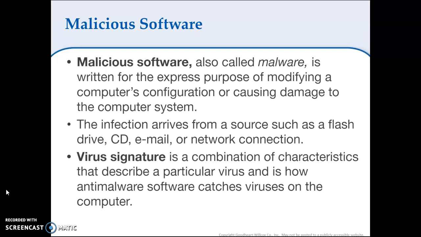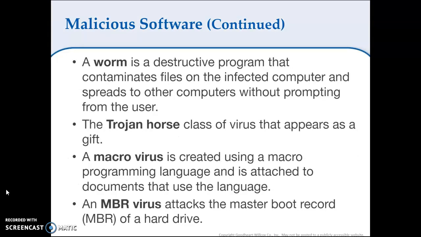Now, when it comes to malicious software, also known as malware, it is written for the express purpose of modifying a computer's configuration or causing damage to the computer system. The infection usually arrives in the form of a flash drive, CD, email, or network connection. And it will also include a virus signature, which is a combination of characteristics that describe a particular virus and is how anti-malware software catches viruses on the computer. So not only are there malicious software such as malware that can come in and infect your machine, there are also ways to protect your machine from that type of software.